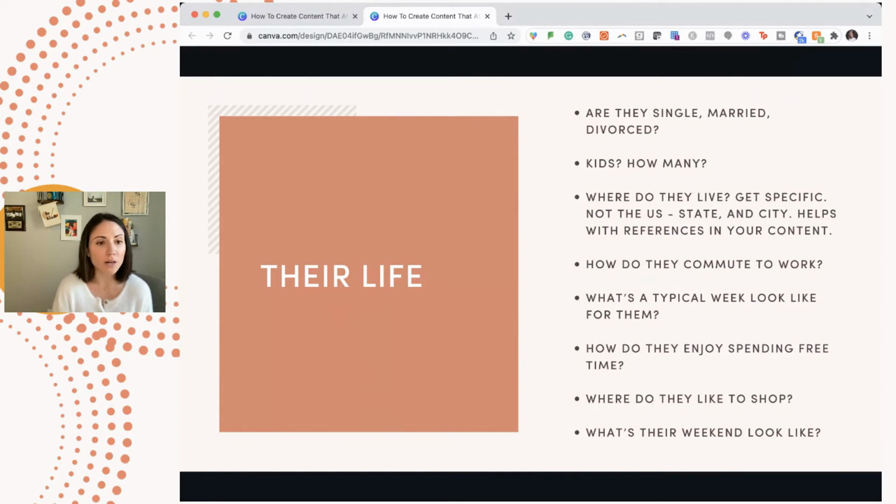How do they commute to work? Right? Do they drive? Do they take the subway? Are they living in a city that has great metros? What's a typical week look like for them? How do they enjoy spending their free time? Where do they like to shop? Get specific with stores. Are they an Etsy person? Do they go to Target? What is their weekend like?